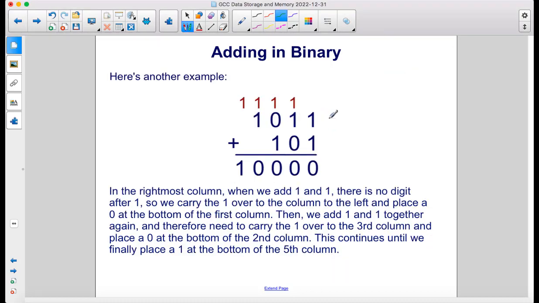Here is another example. In the rightmost column, when we add 1 and 1, there's no digit after 1, so we put a 0 here and carry the 1. We do that again. 1 plus 1, we put a 0 and carry the 1. 1 plus 1, we do it again. Place a 0, carry the 1. 1 plus 1, there is no 2 in binary, so we have to roll over. We put the 0, carry the 1. 1 plus nothing is 1. And there we go.